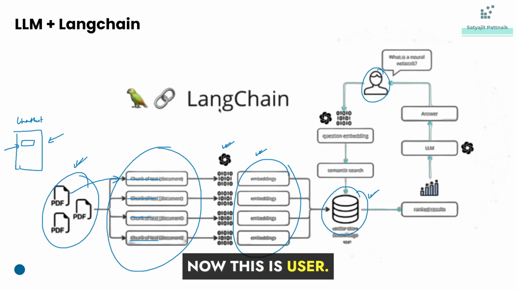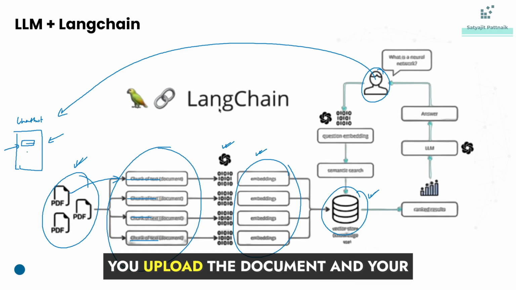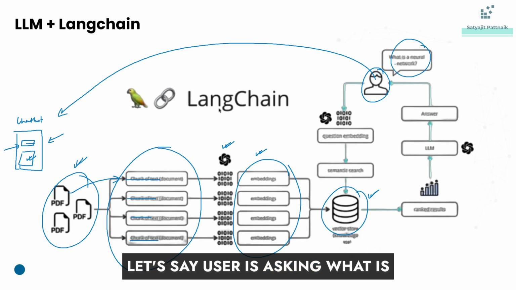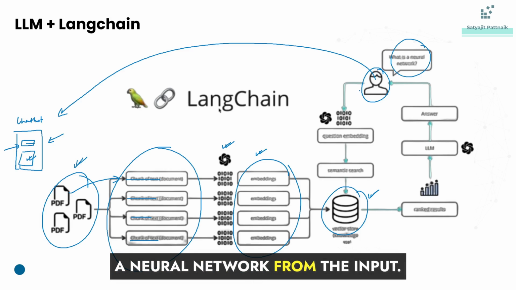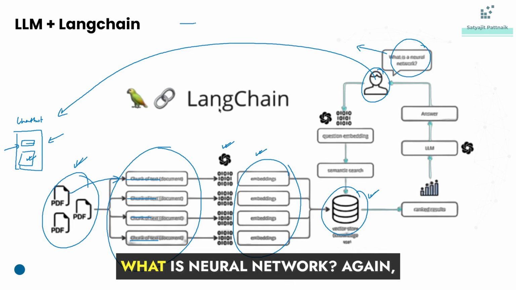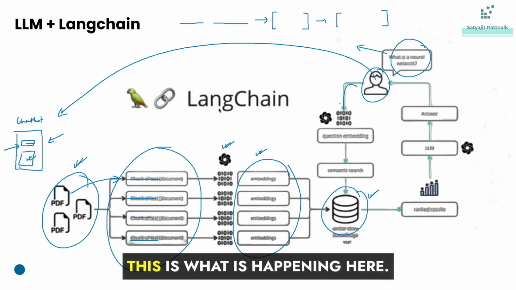Now this is the user. When the user comes to this chatbot, you upload the document and your chatbot is ready, right? Let's say the user is asking what is a neural network. From the input, again, we use NLP techniques to tokenize it and create the question embedding, right? This is what is happening here.